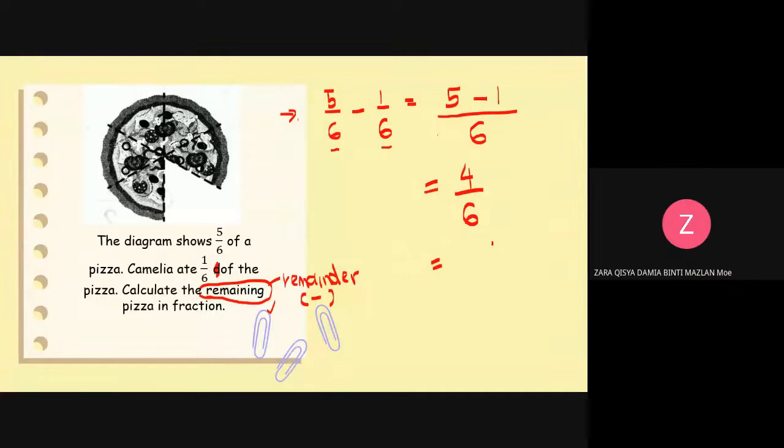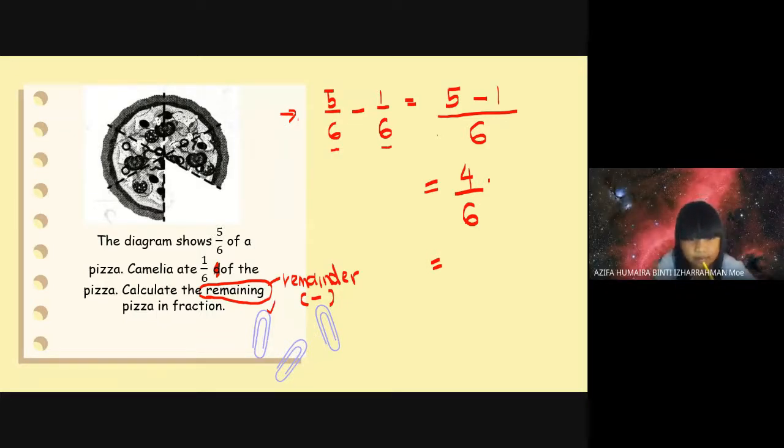Okay, Alia Kaisara. You said no. Why, Alia Kaisara? What can we do? Apa yang boleh kita buat? Azifa.